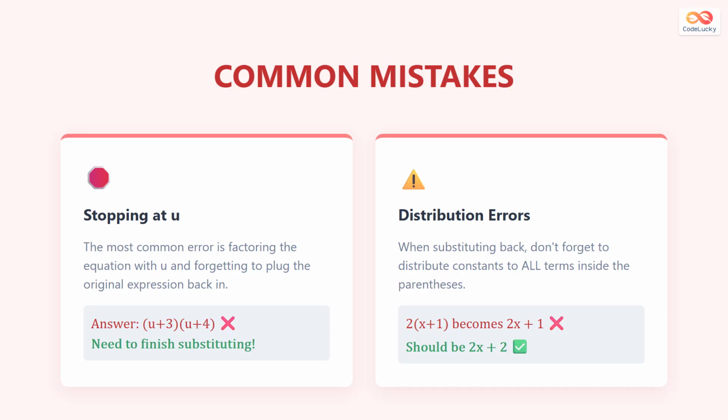There are 2 big mistakes to avoid. First, never stop at the U step. If your answer has a U in it, you aren't finished. Second, be careful with distribution when substituting back. If there is a number in front of U, it must multiply everything inside the substitution.